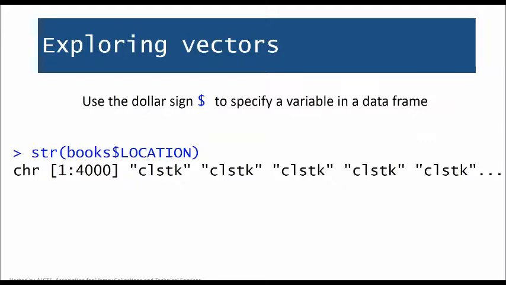Let's talk about a few important functions to explore individual vectors, or if you want, columns. In Excel, we call them columns. In R, we call them vectors. Exploring the vectors: you use the $ to specify a variable in the data frame. So you can call str on books$location, and that's going to print to the console that it's a character vector, that it's 4,000 elements. Every vector in this data frame is going to be 4,000 elements, and then it will print the first few elements. So here, these are location codes. It's CL, which is Clear Lake, and STK, which is our stacks.